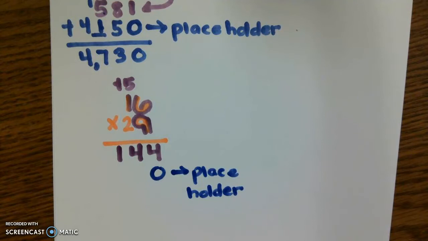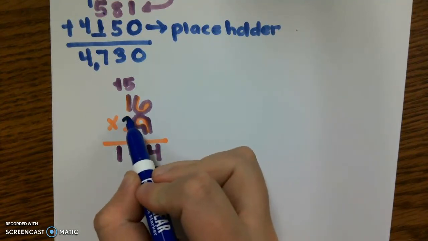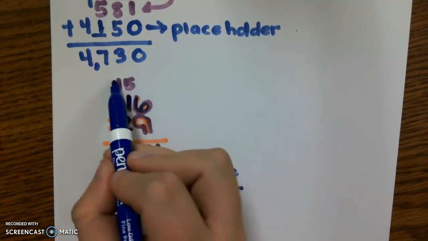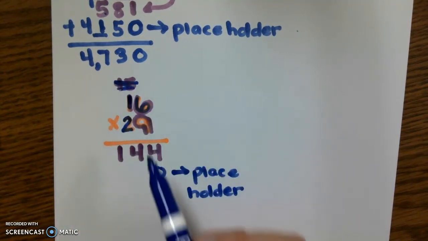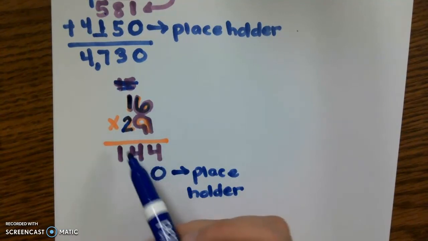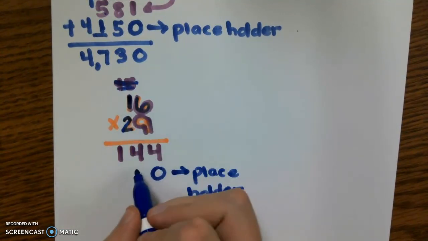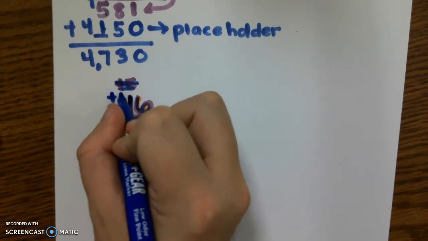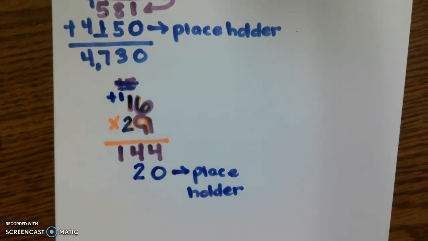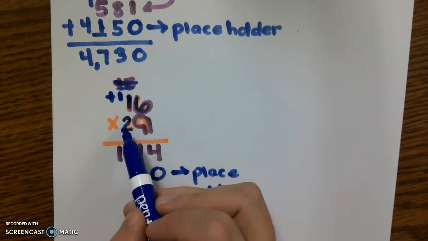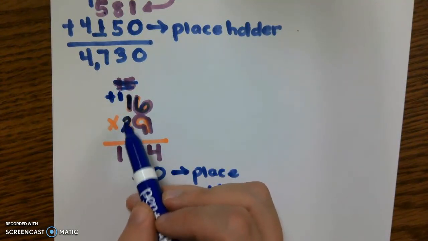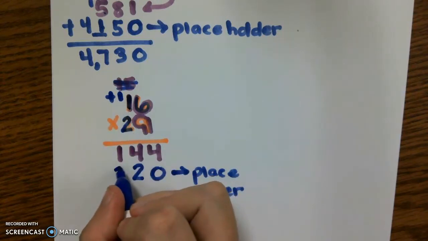So now I'm going to trace in blue. I'm going to multiply this 2 by the 6 and by the 1. And I can cross this out because I'm done with it. So I'm going to start with the 2 times 6. 2 times 6 is 12. So I'm going to drop my 2, and then I'm going to regroup my 1 at the top to be added. So now when I multiply 2 times 1, that's easy. Anything times 1 is itself. It's 2. Plus 1 is 3.